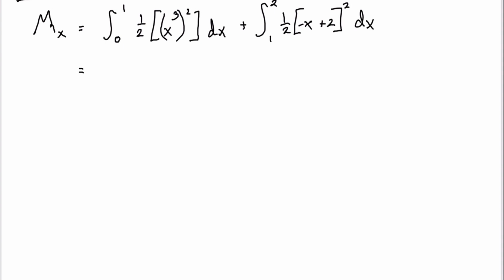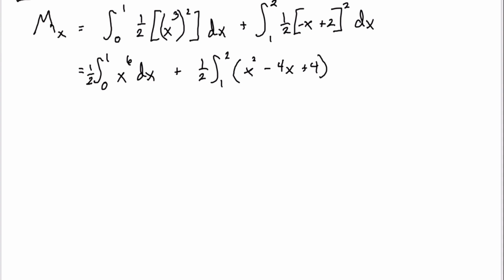Let's go through and clean up those integrands. 0 to 1 is our integral. We can pull 1/2 out front. Let's see, x cubed squared will be x to the 6th. Then plus, again, we'll pull 1/2 out front. Integral 1 to 2. Here we need to square the binomial. That will be x squared minus 4x plus 4.